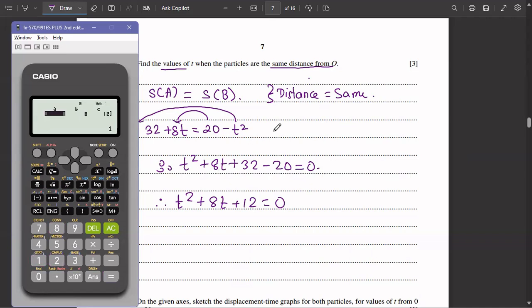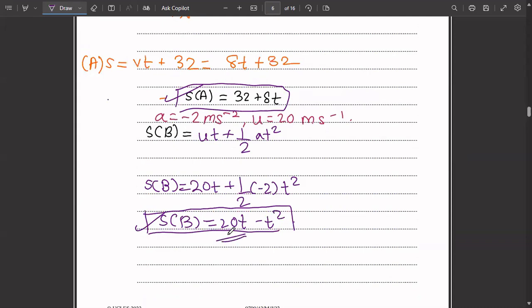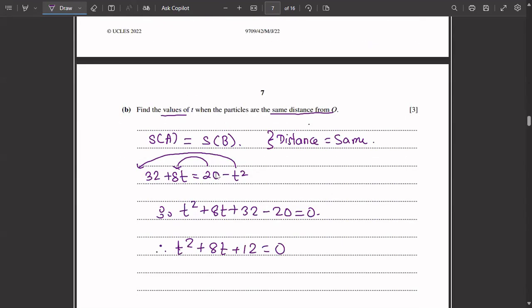But I think something will be wrong here, because time cannot be negative. If this is incorrect, 20t minus t square. Yeah, here it is written 20t, but I've written 20 here. So silly error caught. So 20t minus t square. So this will become minus 20t. So 8t minus 20t will become minus 12t.